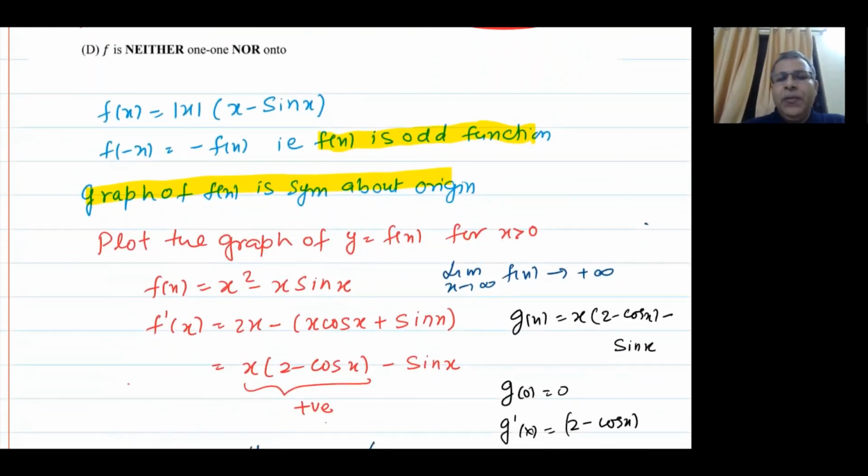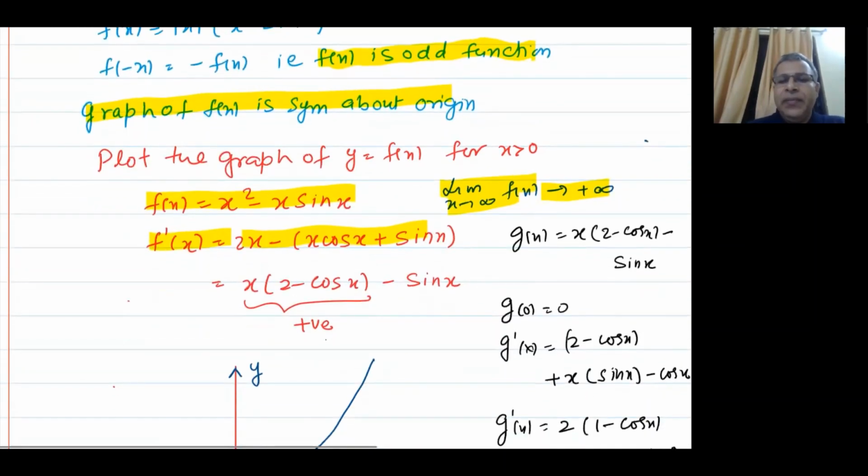So now we have to plot the graph of f(x) for x positive. For x positive, modulus x is replaced by x, so it becomes f(x) equal to x square minus x sin x. Then we have to check the nature of the function at infinity, limit x tends to plus infinity of f(x). Then we'll find the derivative of the function, and the derivative is coming x into (2 minus cos x) minus sin x.